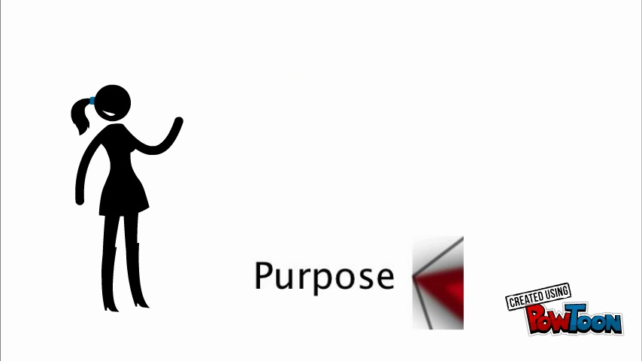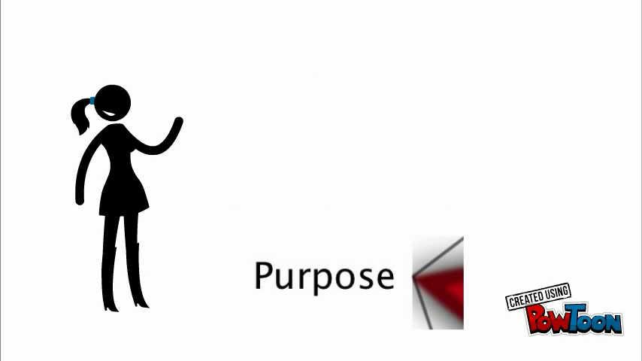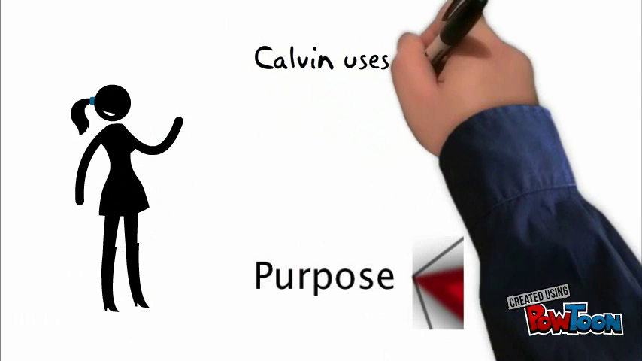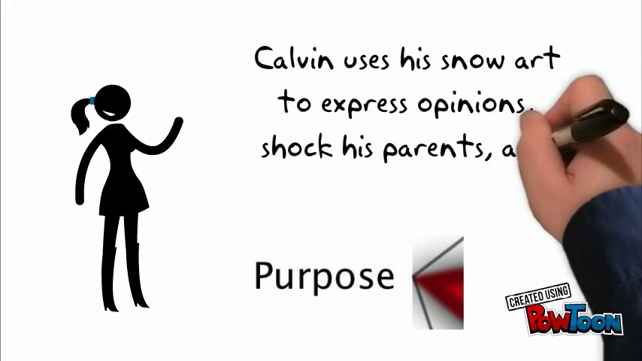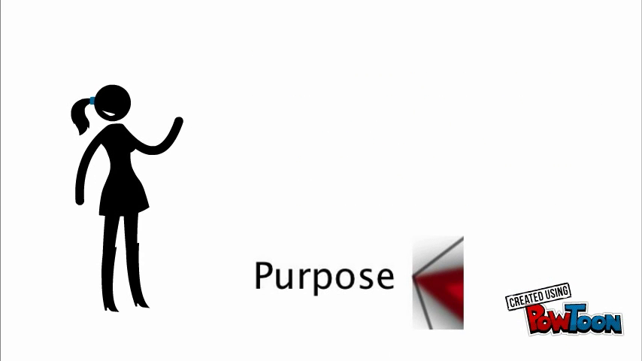The purpose of the Pentad explores the why. Why did the actor or agent perform this action? Why did the actor or agent perform this action in the way that he did? In this case, Calvin performs his actions to express opinions, shock his parents, and entertain himself. Where's our evidence for this?